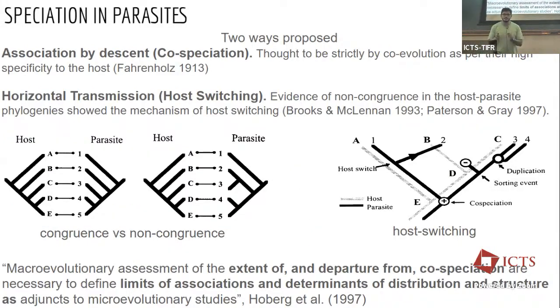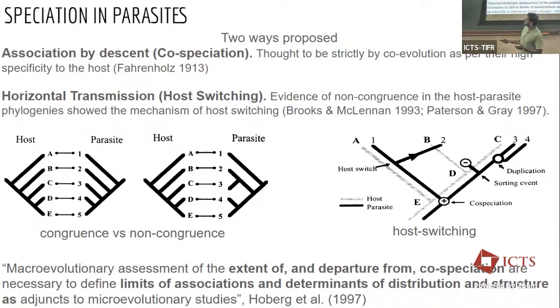Host switching happens in these kinds of parasite systems where we have host phylogeny. We have hosts which are co-evolving with them. One can be association by descent, a strictly co-evolutionary association given the high specificity of the host. So there is a host and there is a parasite, and they have been evolving for millions of years. So there's a very tight co-association between them, and it is very unlikely that those parasites will switch host. And then there is horizontal transmission where there can be host switching. It can be environmental, it can be human-induced, it can also be evolutionary.